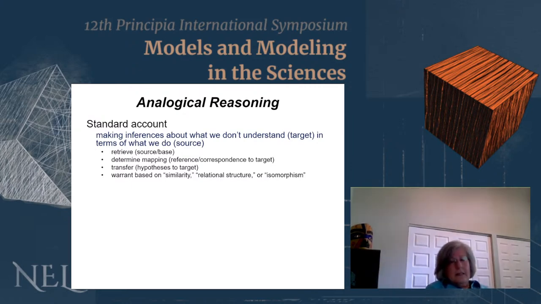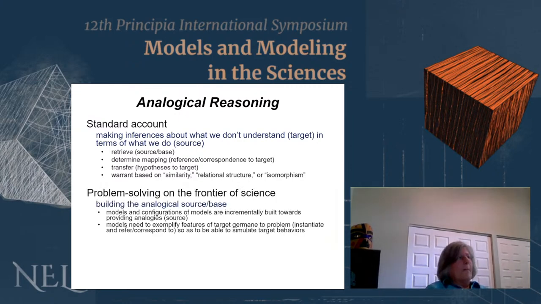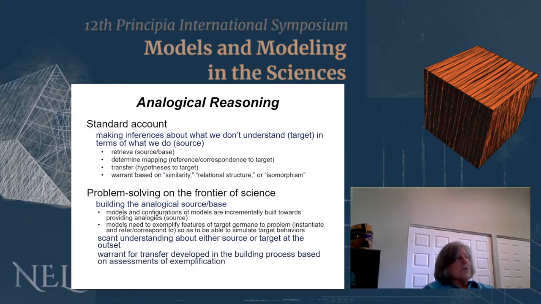What I'm saying is this is an understanding of analogy that's missing from the standard view. Problem solving on the frontier actually has to build the analogical sources base. There is no ready-to-hand problem solved. So models or configurations of models are incrementally built towards serving as the sources. These models need to exemplify features of the target germane to the problem so as to be able to simulate the target behaviors. There is scant understanding about either the source or the target at the outset. Warrant for transfer is developed in the process of building, based on the assessments of how and whether and to what extent these models exemplify the phenomena of interest. So it's quite a different notion of analogy, but it's a very important analogy.